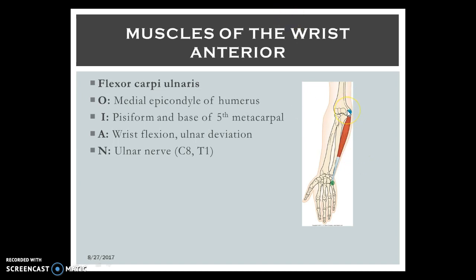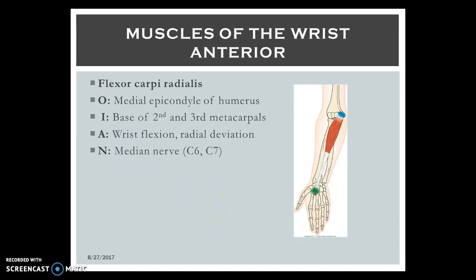Okay, so just to go through these individually, the flexor carpi ulnaris originates on the medial epicondyle of the humerus. It inserts on the pisiform and the base of the fifth metacarpal. It performs wrist flexion, ulnar deviation, and is innervated by the ulnar nerve. The flexor carpi radialis, on the other side of the wrist, also originates on the medial epicondyle of the humerus and then inserts on the base of the second and third metacarpals. It does wrist flexion and radial deviation and is innervated by the median nerve.